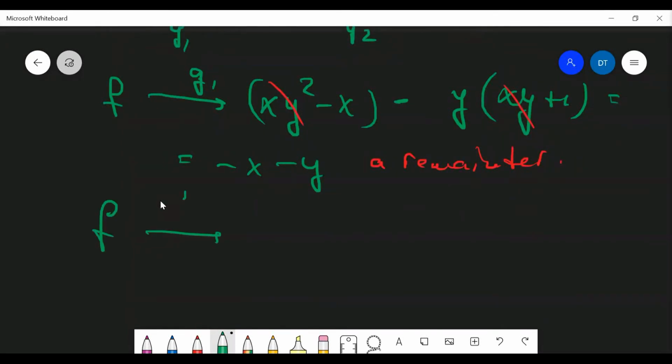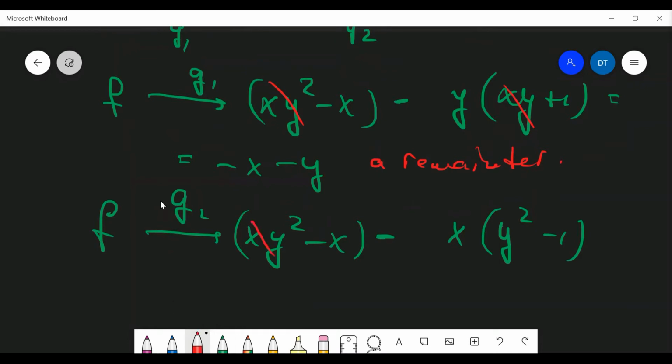Okay, let's try the other option. Let's reduce f with respect to g2. So we should take this thing, and the second one is y² − 1. So we need to subtract this with some coefficient. Which one should we take? We should take x. In this case, we can cancel the required monomial. And what is the result? We have x − x + x... this will be 0. And as you can see, this is also a remainder.